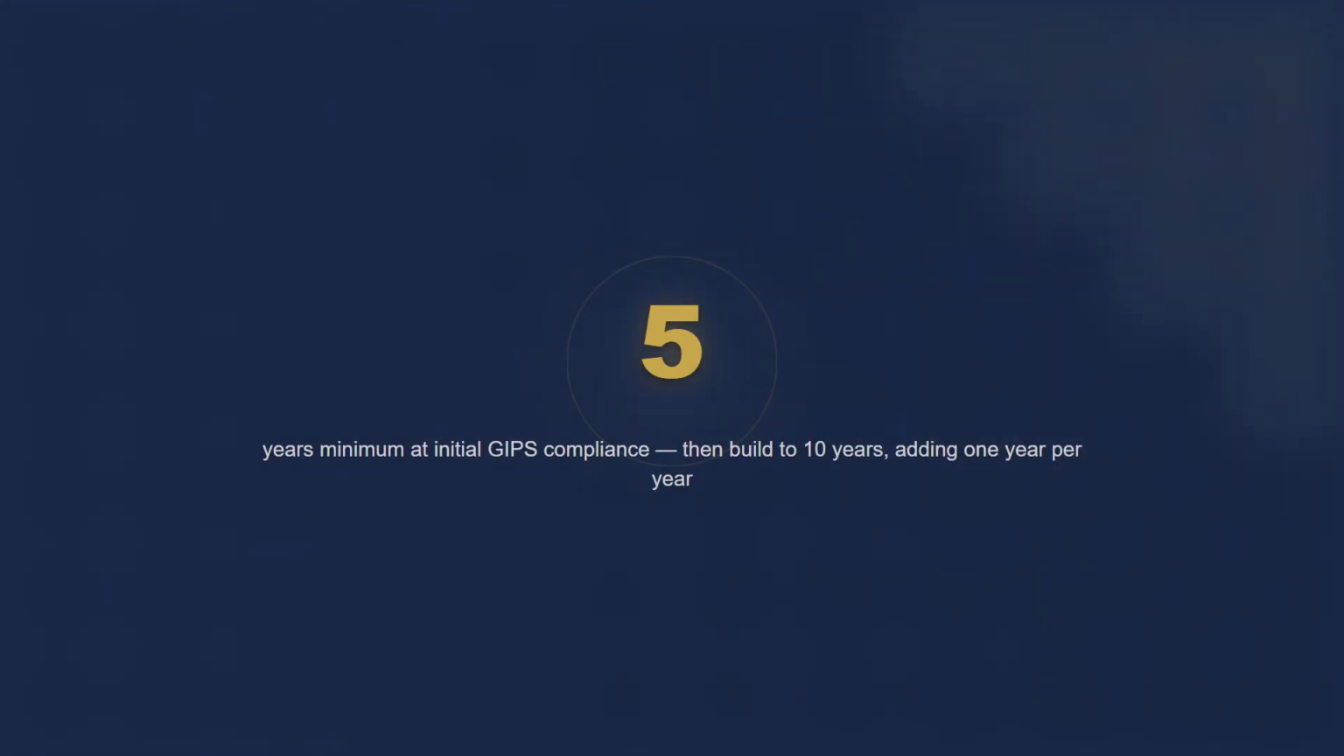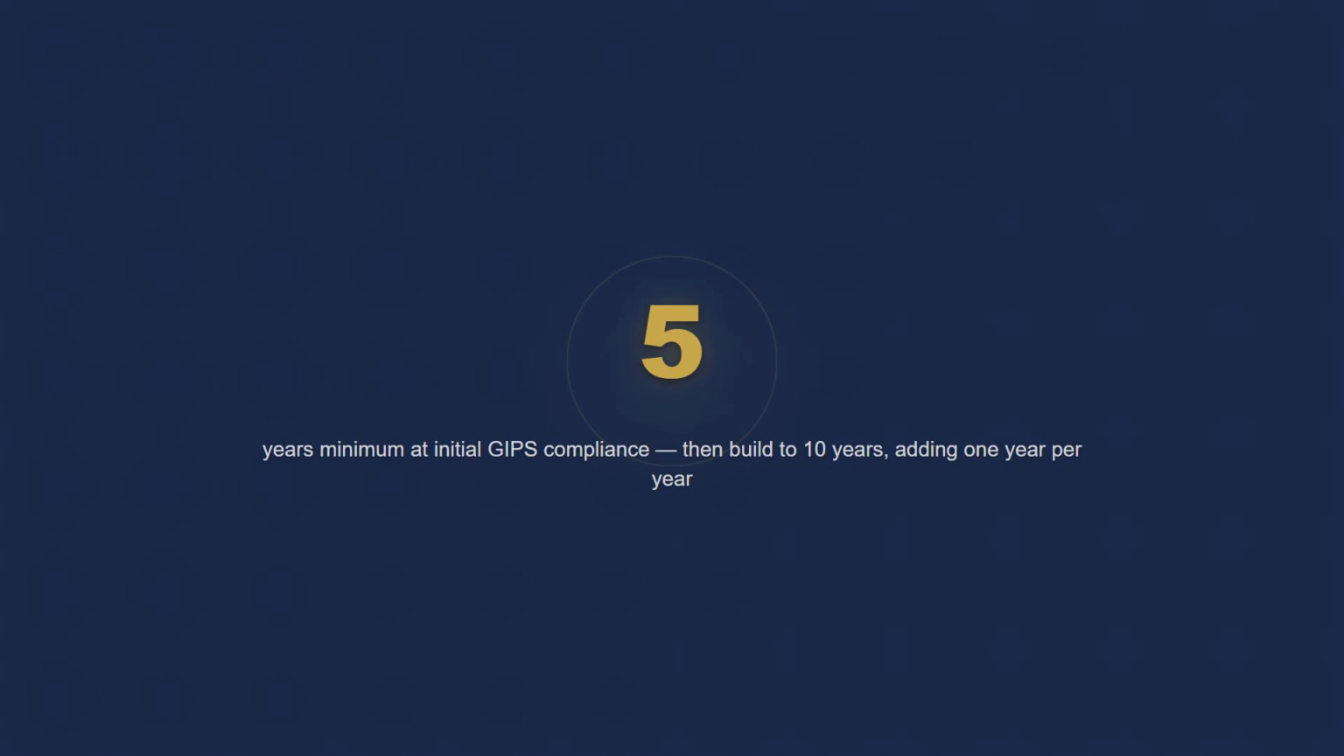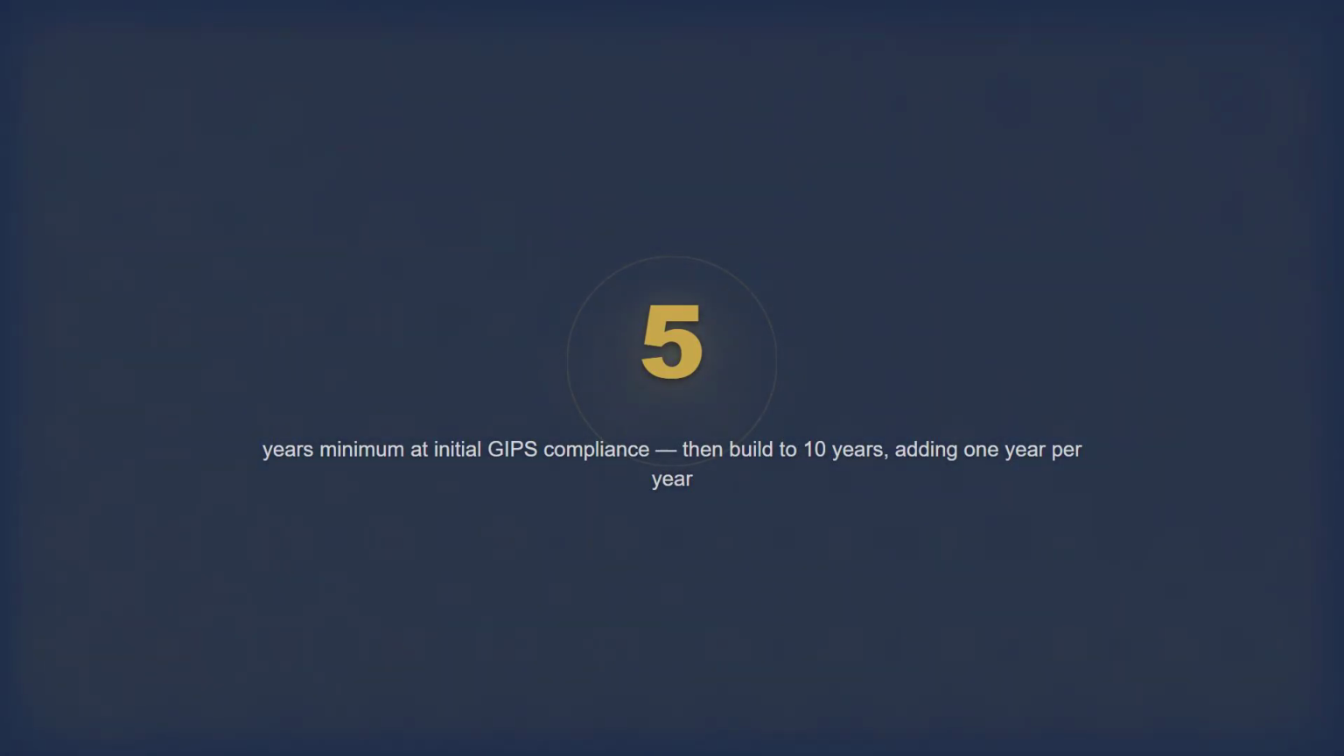of fabricated data. After establishing the initial 5 years, the firm must build toward 10 years, adding 1 year per year until it reaches 10 years of compliant history.